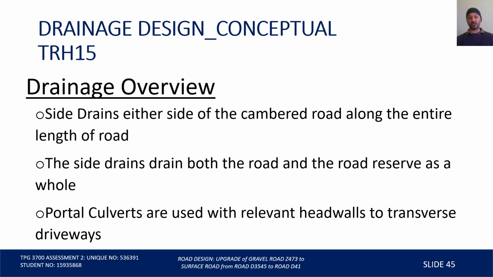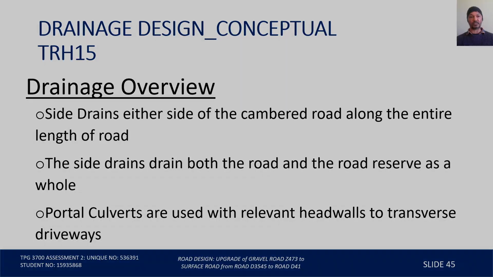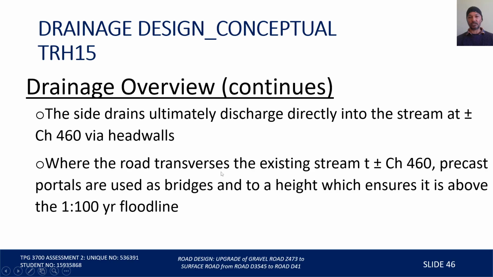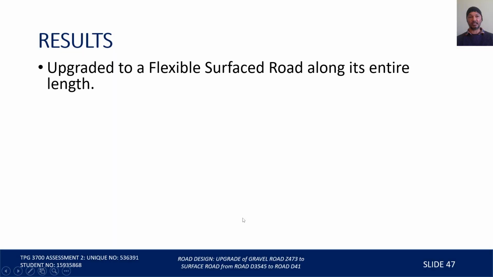Portal culverts were used with relevant headwalls to traverse driveways. The side drains ultimately discharge directly into the stream at plus minus chainage 460 via headwalls, where the road traverses the existing stream at chainage 460. Precast portals are used as bridges at a height which ensures it is above the 1 in 100 flood line.